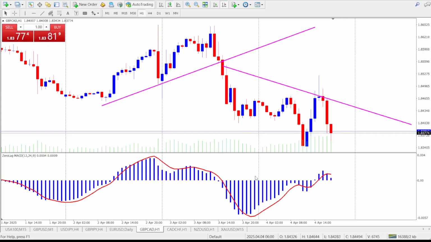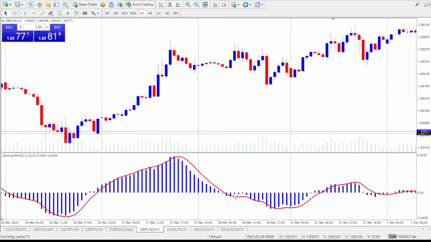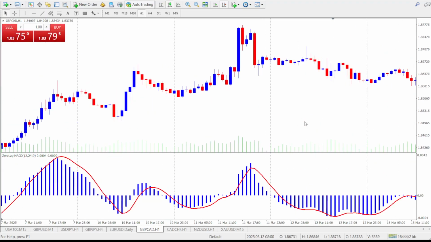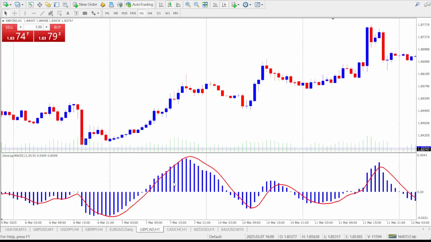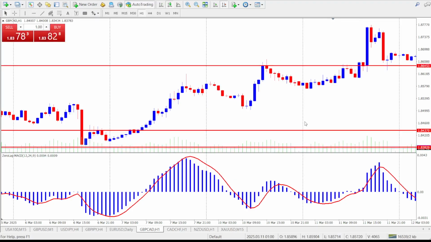For example, let's look for another one. When you see the histogram bars above the zero line and the signal EMA crossing above the zero line, that's your cue to look for buy opportunities. This would have been a good place to enter a buy. Stop loss can be below the previous swing low. Take profit can be around key resistance zones.